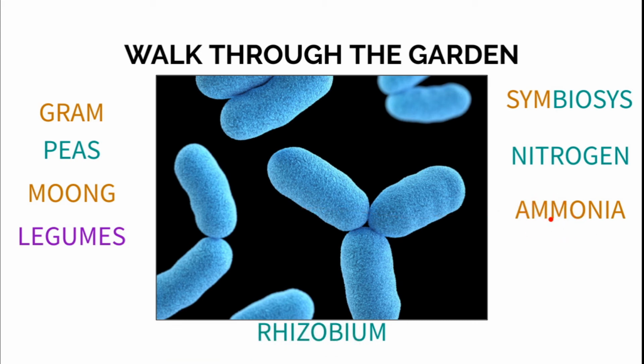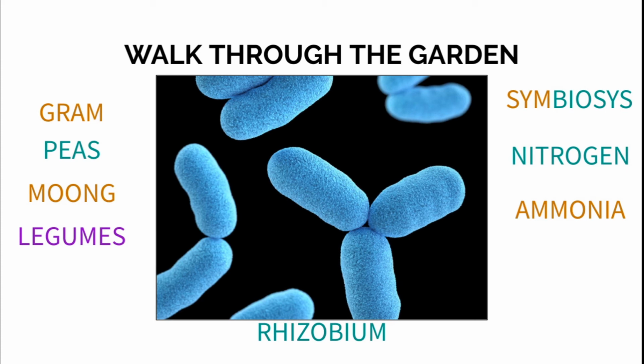So we have two modes of giving the nutrients to the plant. One is through these bacteria which convert the nitrogen to ammonia, or another option is to add the fertilizer. But this option, the Rhizobium bacteria, is the better one because this is the natural process.